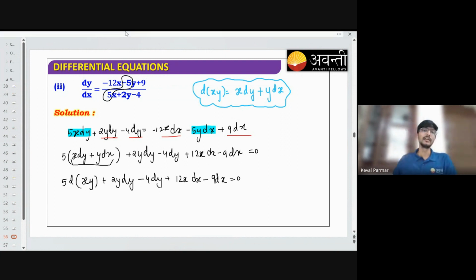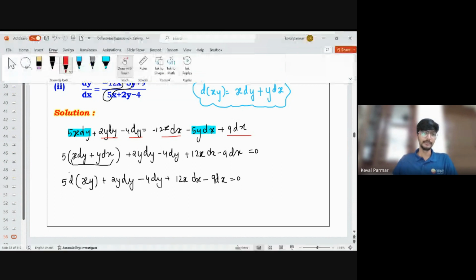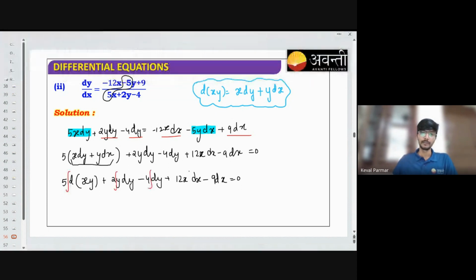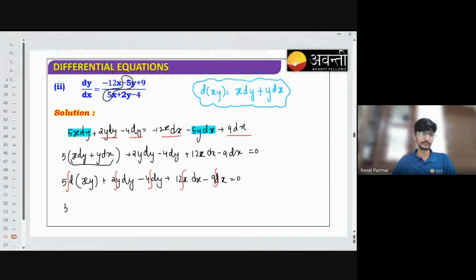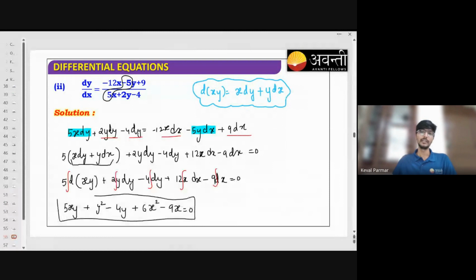Now what is remaining? Just simply integrate. All of these integrations we know. Integration and derivative will get cancelled. I'll get 5xy plus y square minus 4y plus 6x square minus 9x equals c. This is my answer. I hope you got it. Got it? This is called exact differential. Why? Because x dy plus y dx is the exact differential of xy.